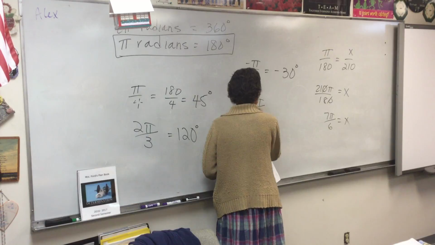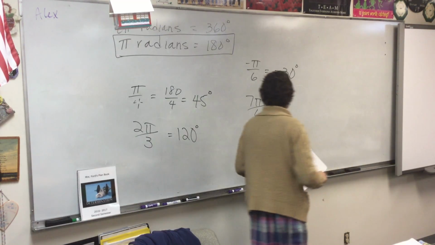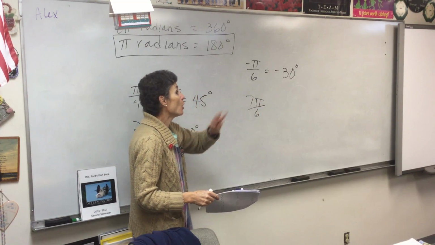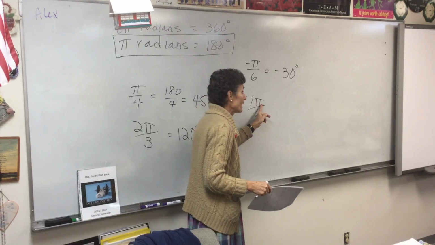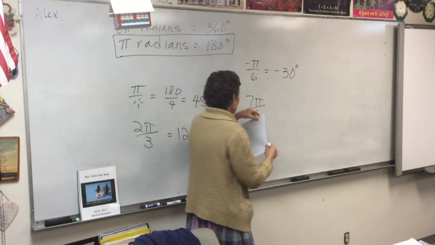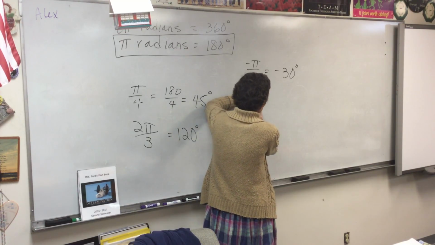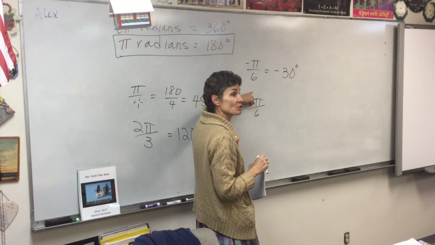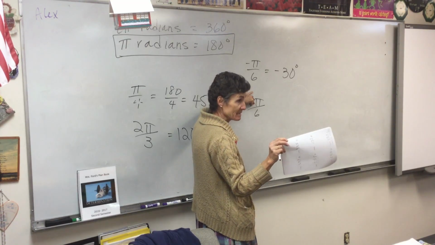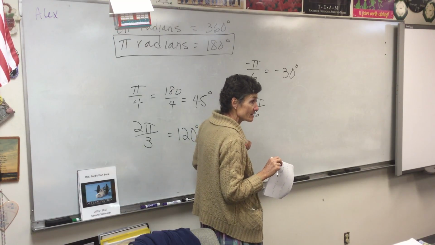7 pi over 6. Oops, we just did that one. Let me erase this real quick. 7 pi over 6. Now, let me give you a little hint. Don't do 7 times 180 divided by 6. That's too much arithmetic. Do it this way. We know pi is how much? 180. Divided by 6 would be 30. 180 divided by 6 is 30. Times 7 is 210.